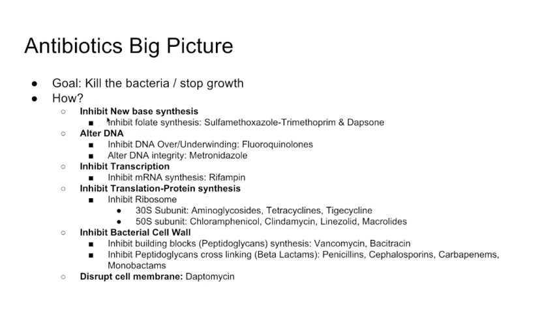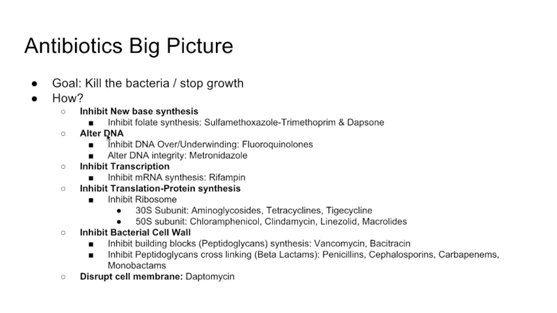The first step is inhibiting new base synthesis. So we can inhibit folate synthesis. So we can use the medication sulfamethoxazole or trimethoprim or dapsone, and these inhibit folate synthesis. And as you know, folate is needed for DNA bases. And if we don't have any folate, we're not going to make any bases.